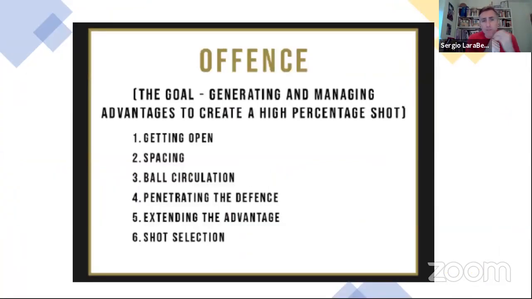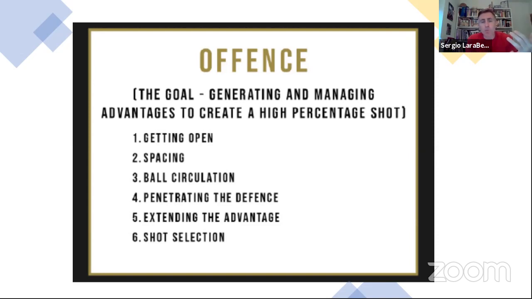So on the offense, if the goal of the offense is to generate and manage advantages, to create a high percentage shot, there are those 6 things that are happening all the time, regardless of what offense we run, what kind of motion or what set, or whether that's a zone against man-to-man or against the zone. These things are happening all the time.